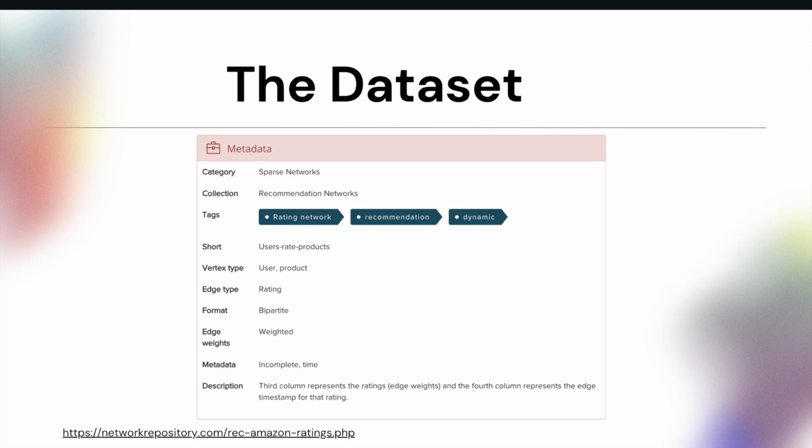Let's start with the dataset. This dataset is Amazon ratings, which has 4 columns: user ID, item ID, timestamp, and rating. This dataset has 2.1 billion nodes and 5.8 million edges, and the average degree is around 5. So we can say that this is a sparse network.